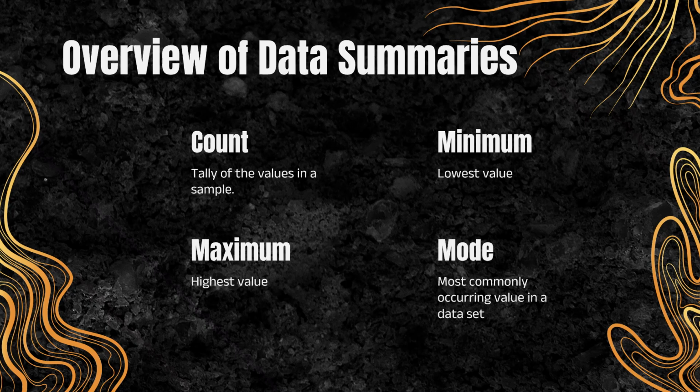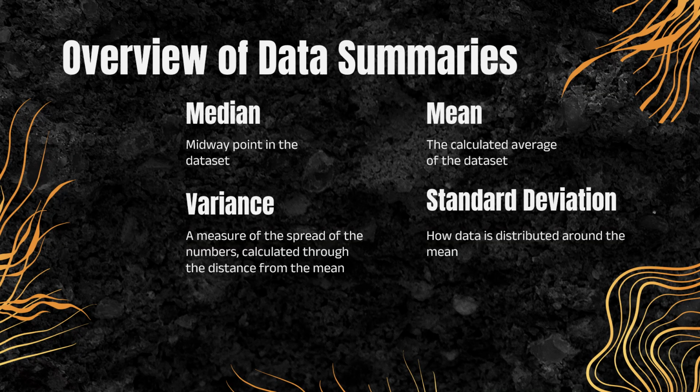Then you have the mode, which is the most commonly occurring value in a data set. You also have your median, which is the midway point in the data set. You have your mean, which is the calculated average of the data set. The variance, which is the measure of the spread of the numbers. So it's calculated through the distance from the mean. And then you have your standard deviation, which is how the data is distributed around the mean. So standard deviation, you can think of the bell curve, and think back to stats class for that one.